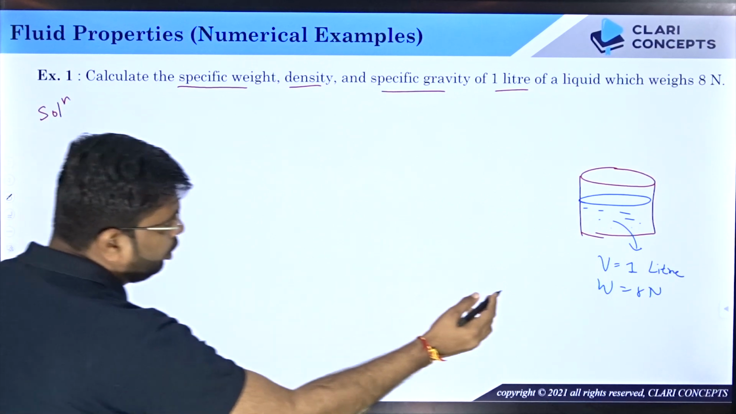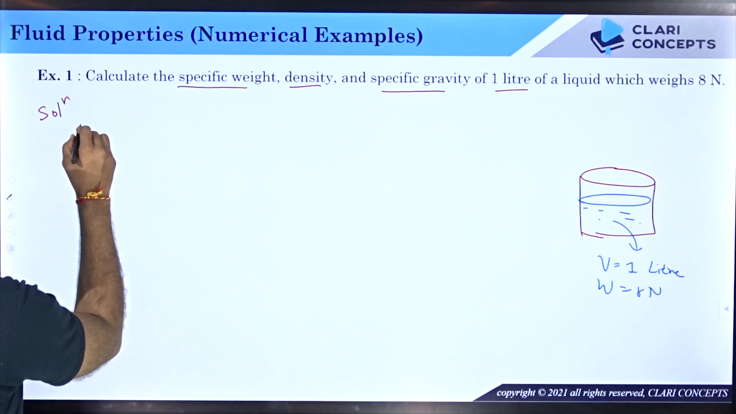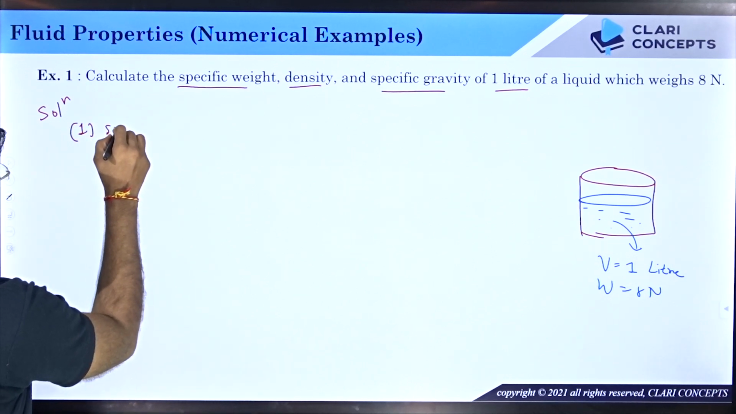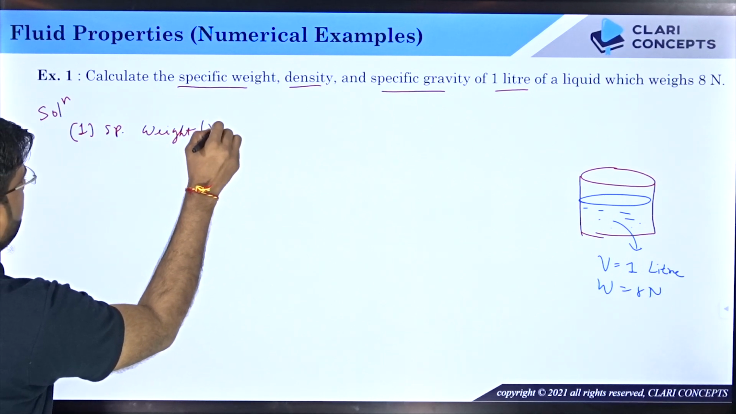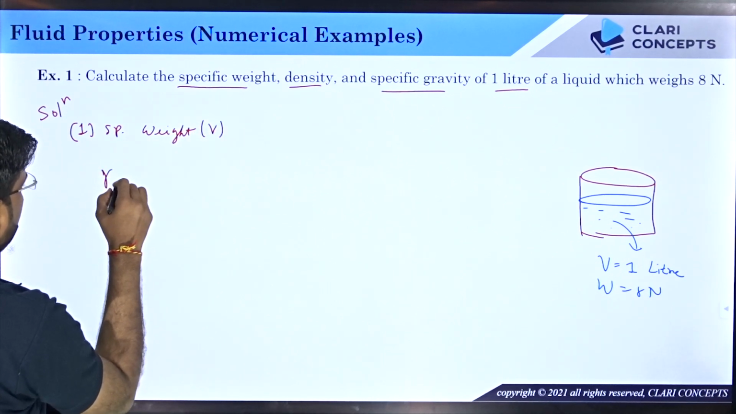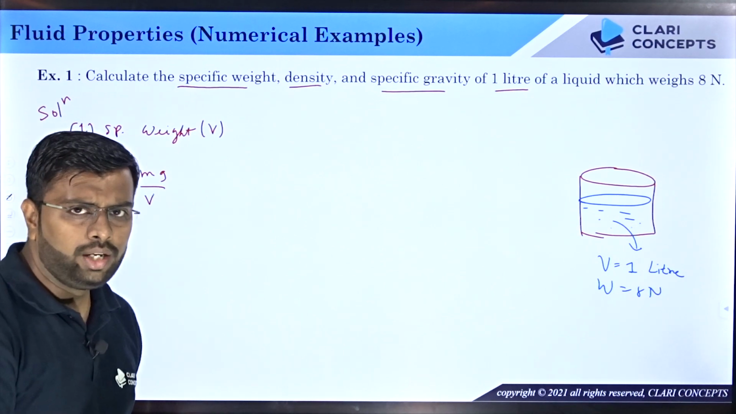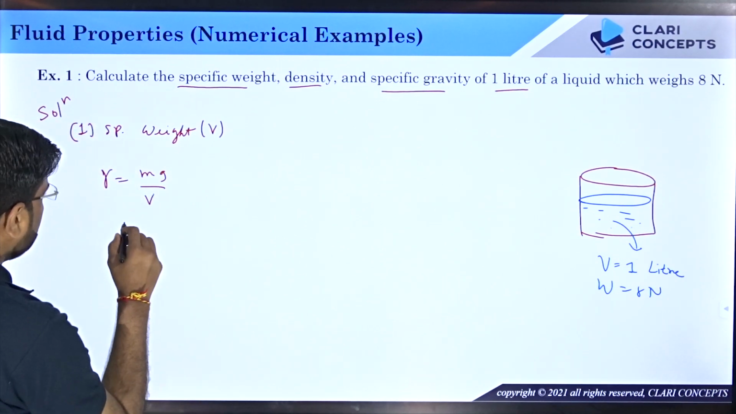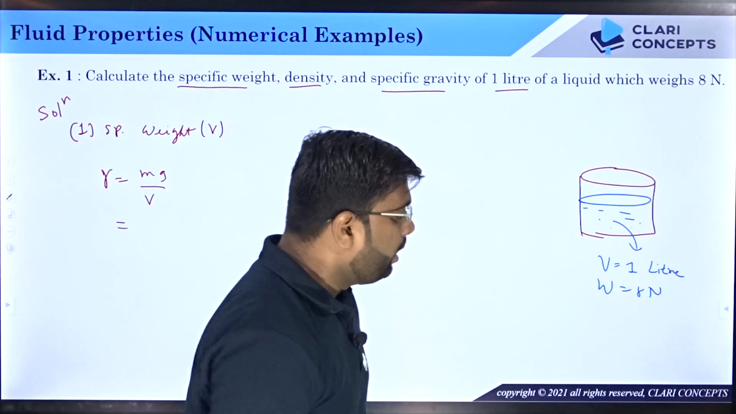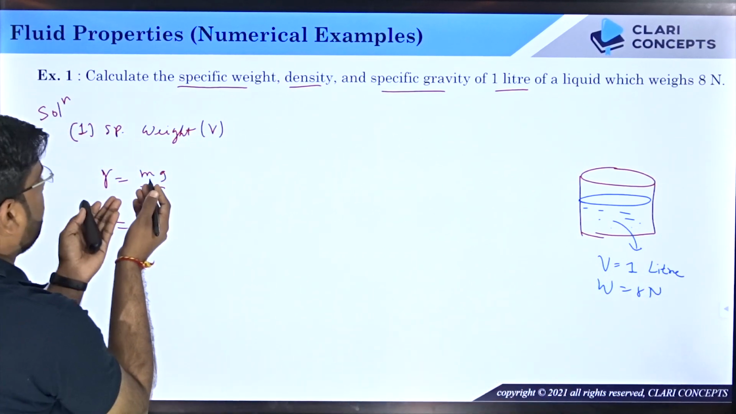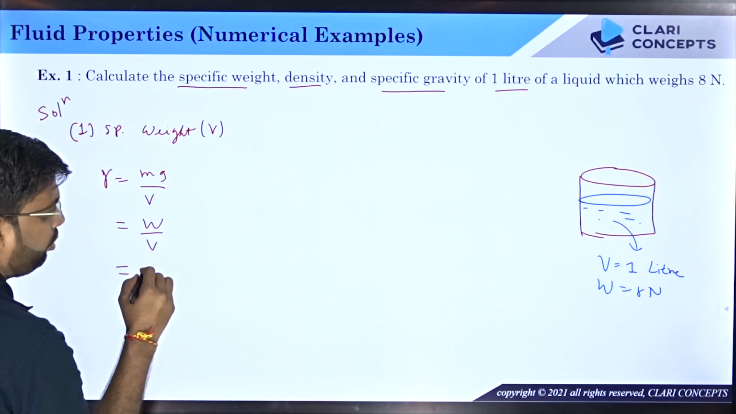So the data given to you is volume and weight. Firstly, if you want to find out specific weight, that is gamma, we all know gamma is equal to mg by V. So this is the amount of weight per unit volume. Now, if I have weight, can I get the mass? Already weight is given to you, so there is no need to find out mass again. So this is nothing but W divided by volume. W is given to you, 8.